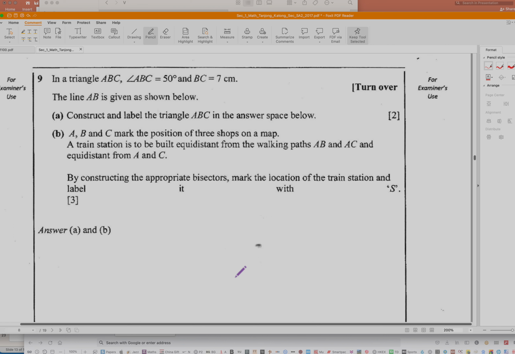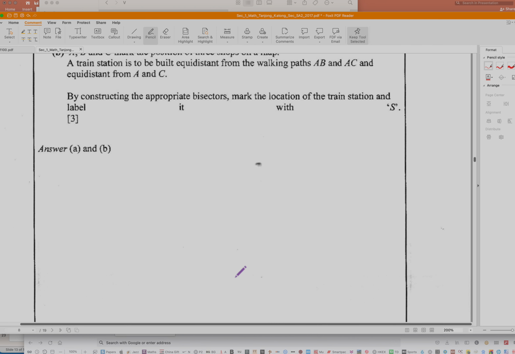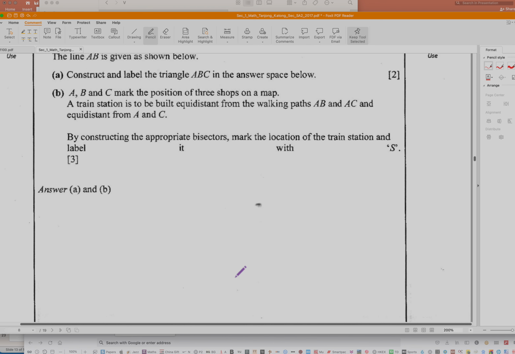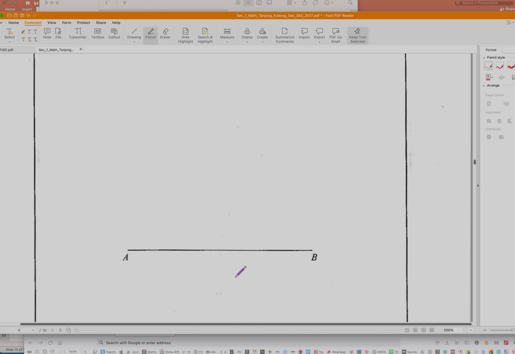Hold on, it's very funny. In a triangle, AB is given. AB is already given. So what's AB? AB is given, so AB should be at the bottom. Bottom, yes. So yours is wrong already. Can you redo? Okay, let me do a measurement.